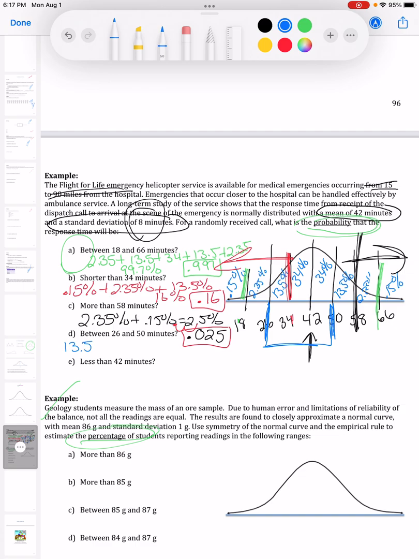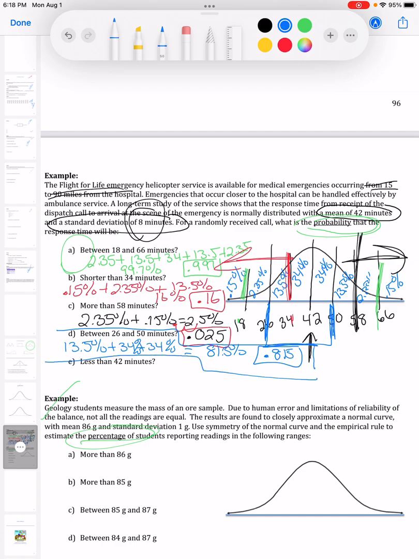For D, between 26 and 50, so 13.5, 34, and 34. That would give me 81.5%, which I would write as 0.815 for the probability. That's the answer for D.